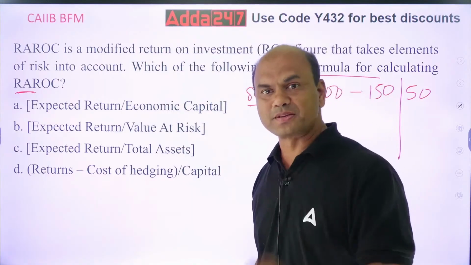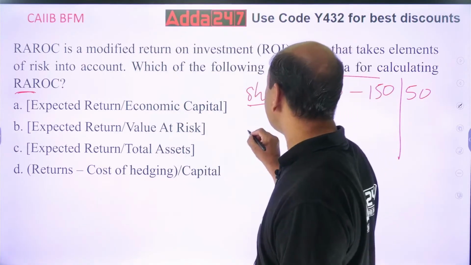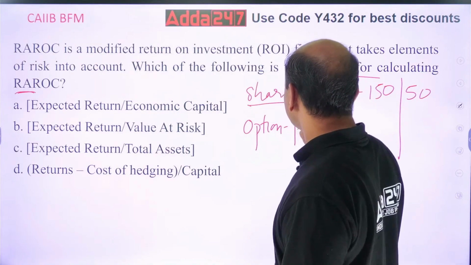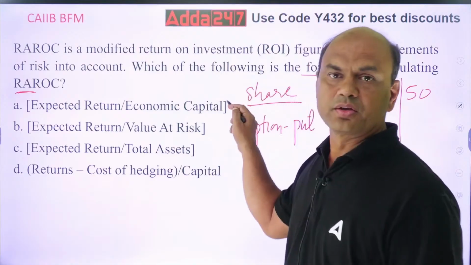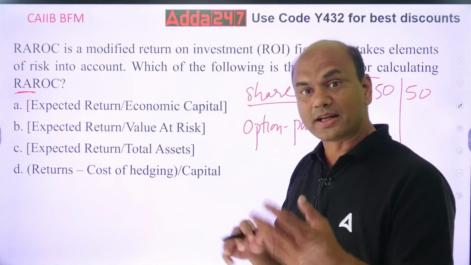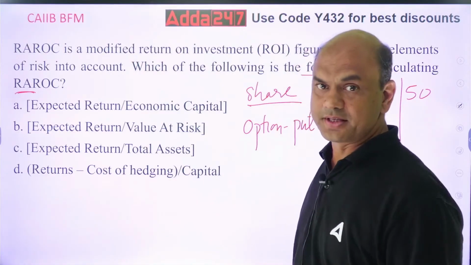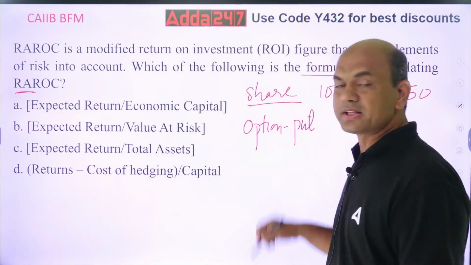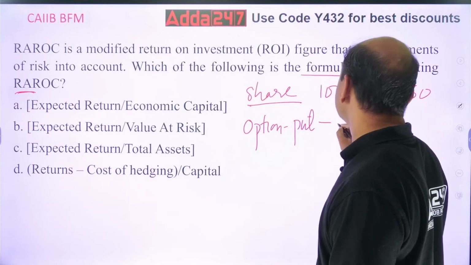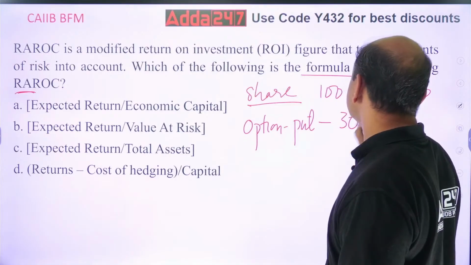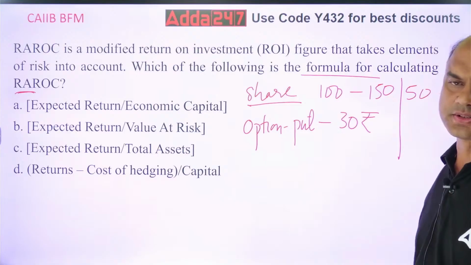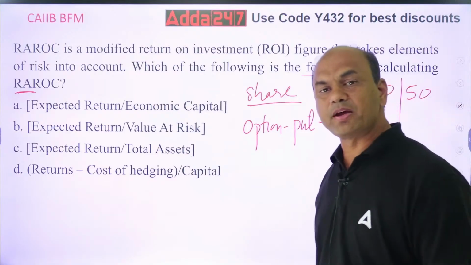I'll buy a put option. Whenever you are long on any share or any commodity, you must buy a put option to hedge that. That is called hedging the risk. Now the premium for this put will be, let's say, 30 rupees. So now this premium I have to give.